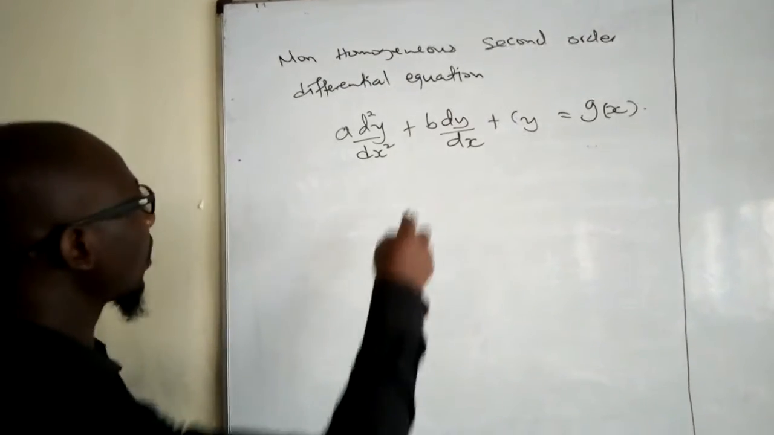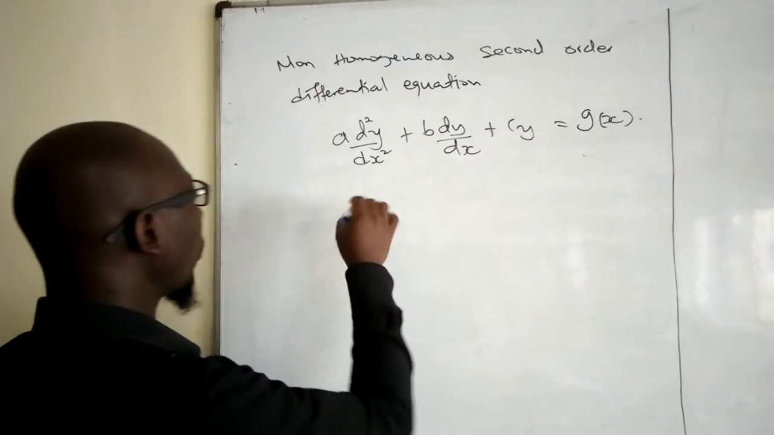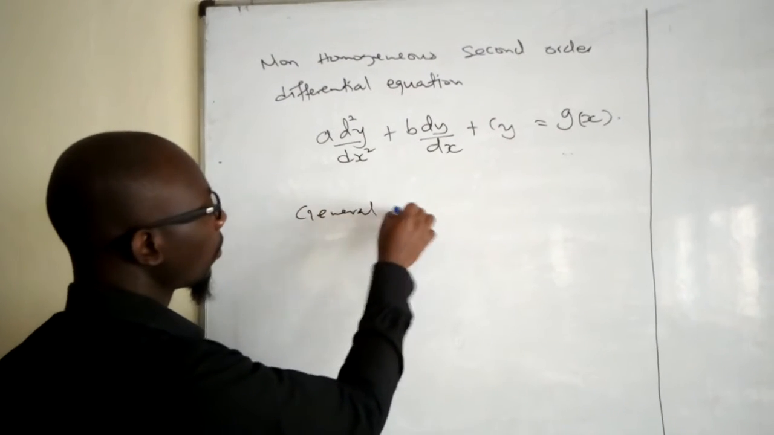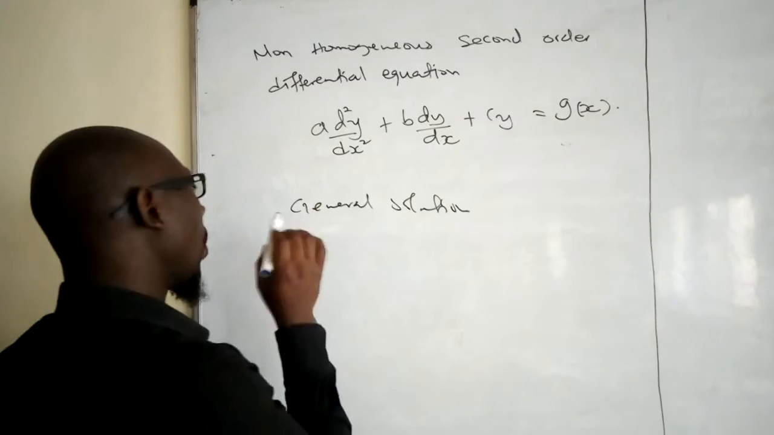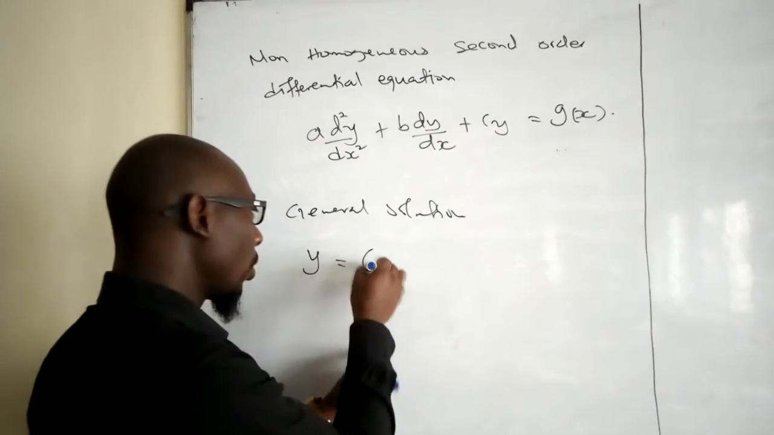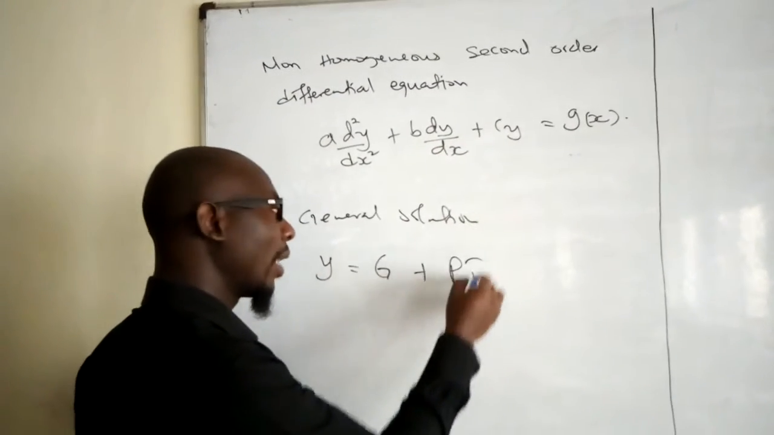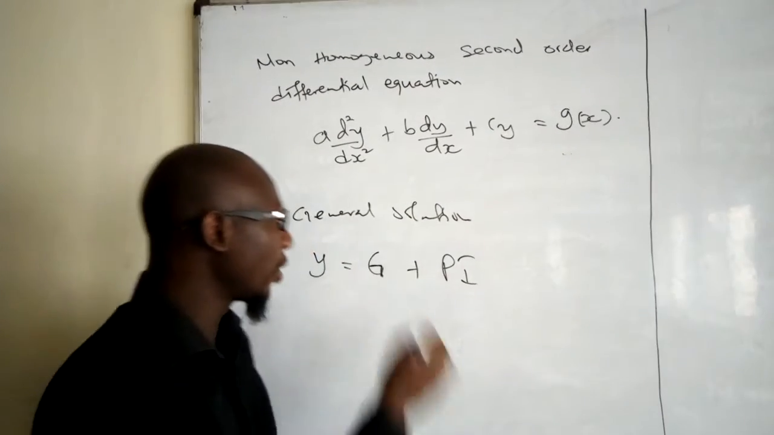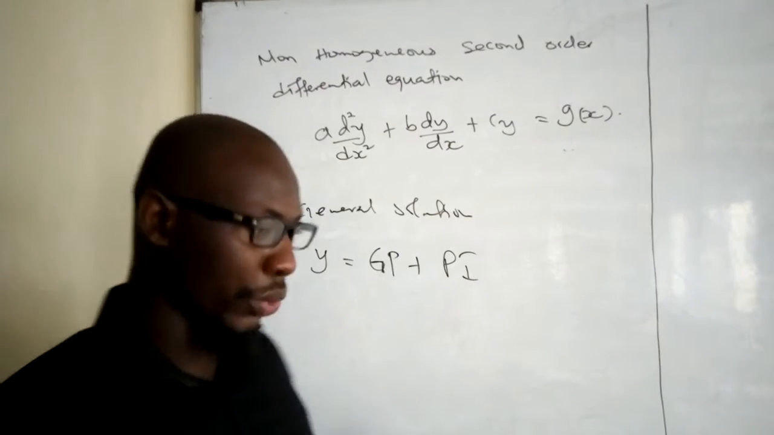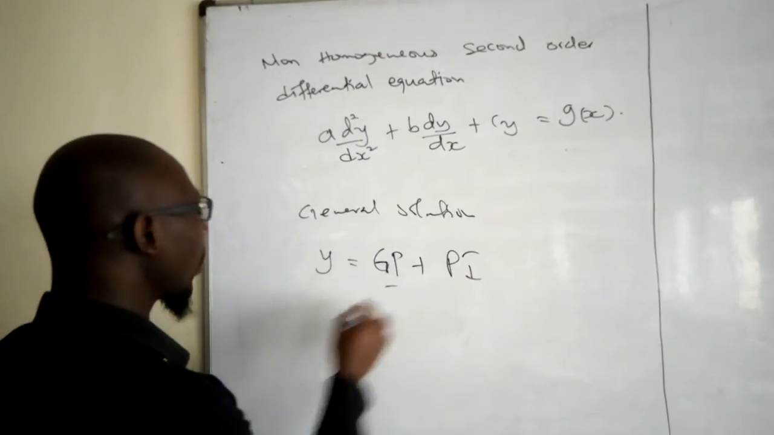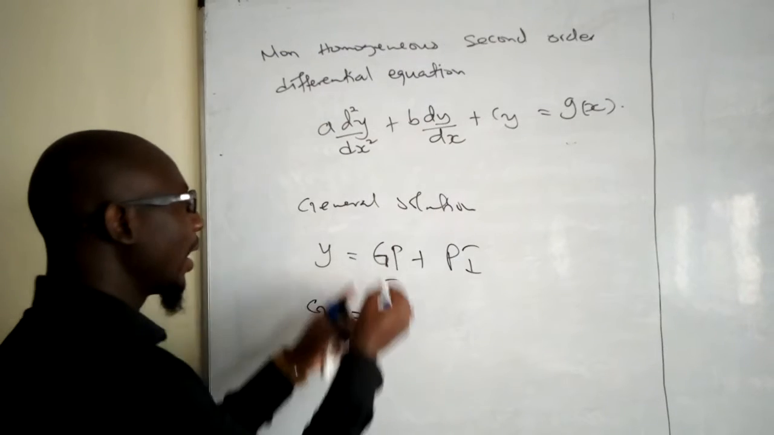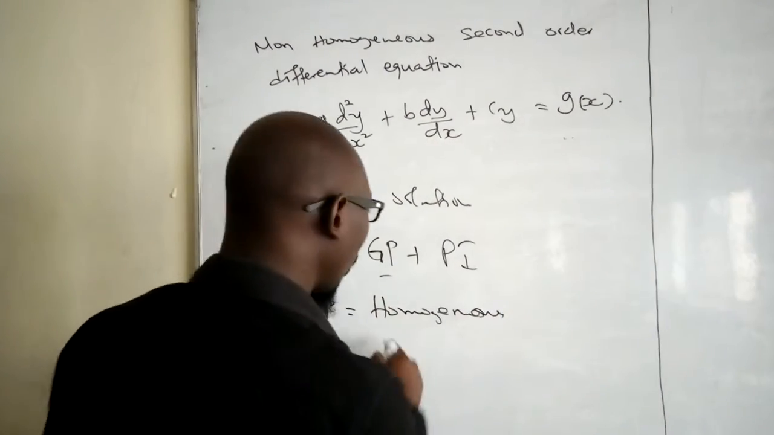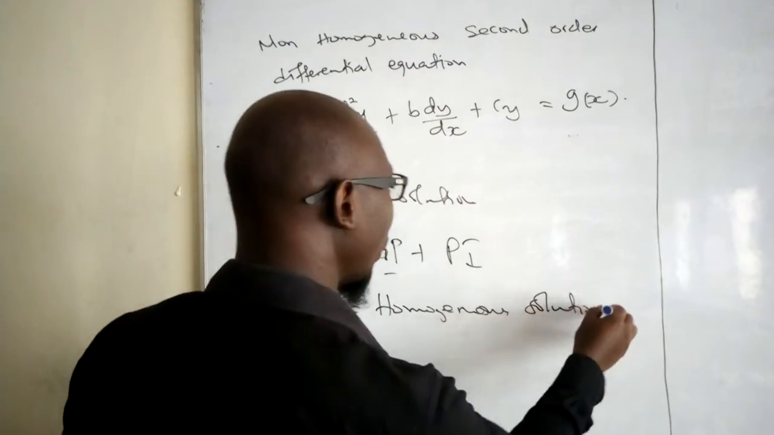To solve this type of differential equation, it has two solutions. The general solution is of this form: y is equal to the general solution plus a particular solution. Let G represent the general solution and P the particular solution. The general solution is obtained by getting the homogeneous solution of that equation. You get the homogeneous solution, and that gives you the general solution.